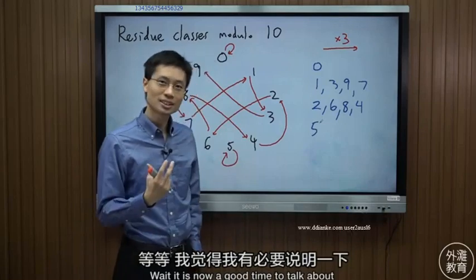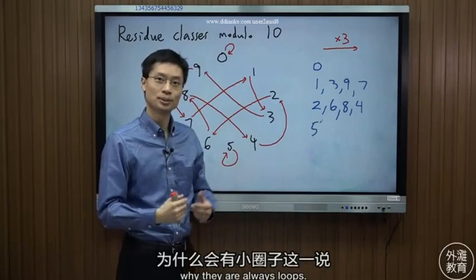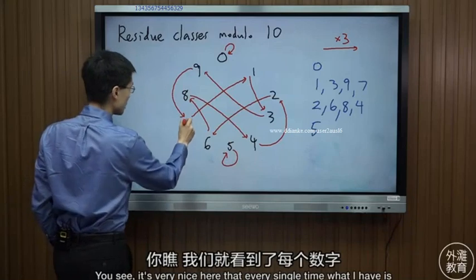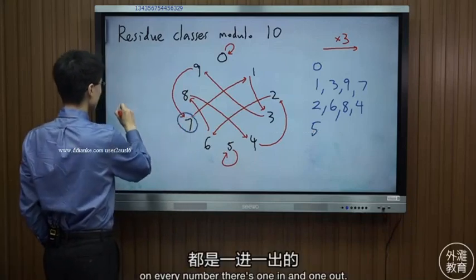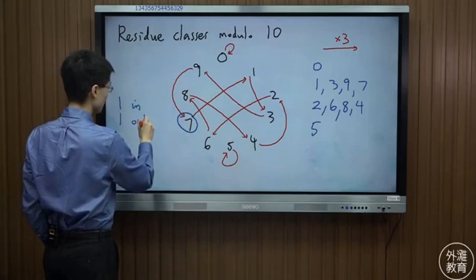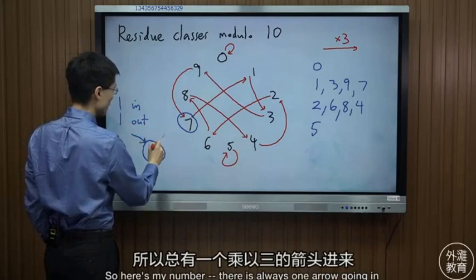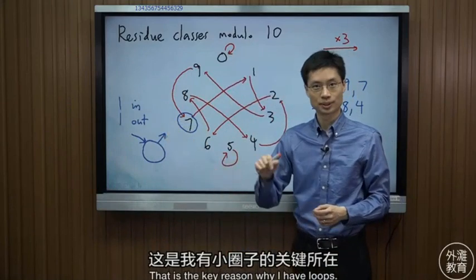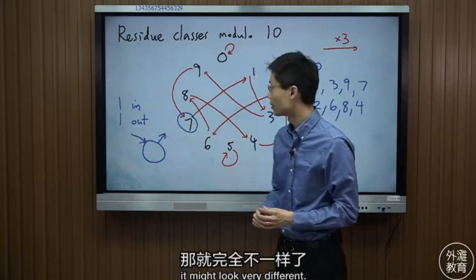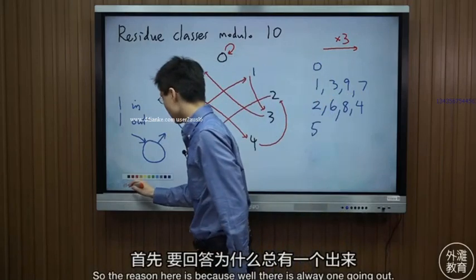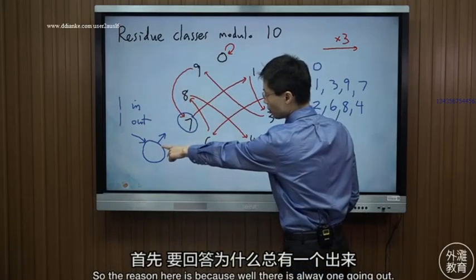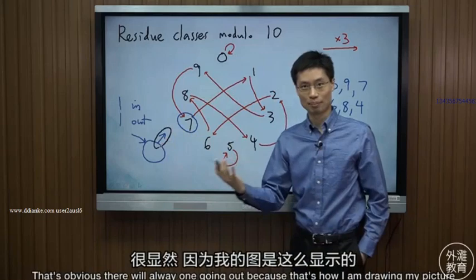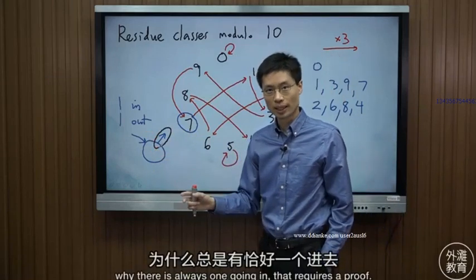Now is a good time to talk about why they are always loops. It's very nice here that on every number, there's 1 in and 1 out. So here's my number. There's always 1 arrow going in and 1 arrow going out. That is the key reason why I have loops. Because if I don't have this, it might look very different. There's always 1 going out. That's obvious, because that's how I'm drawing my picture. The real question is, why is there always 1 going in?